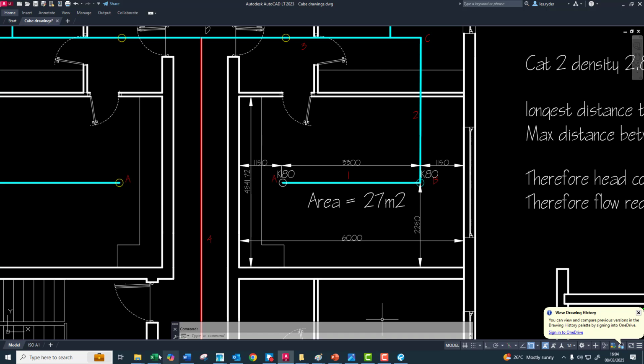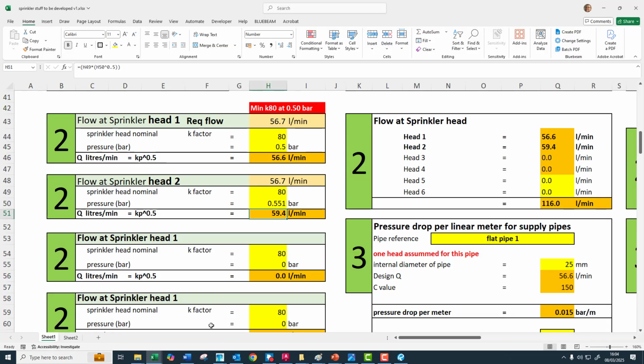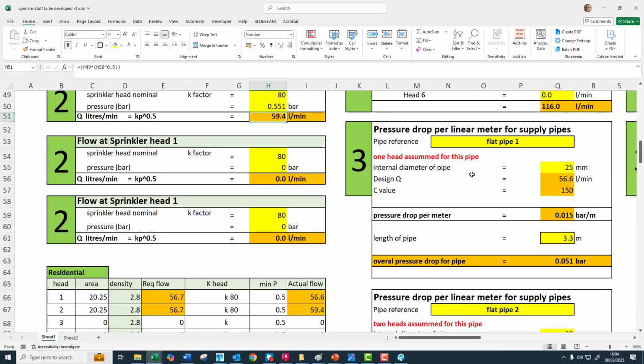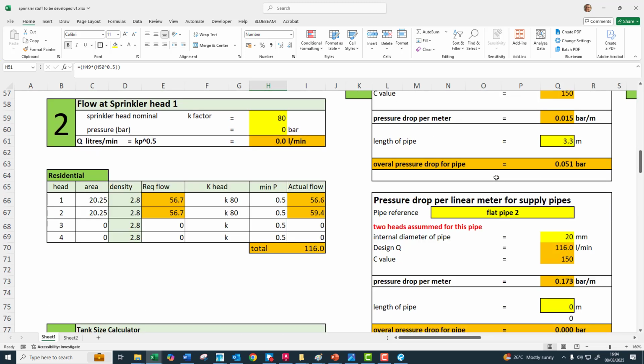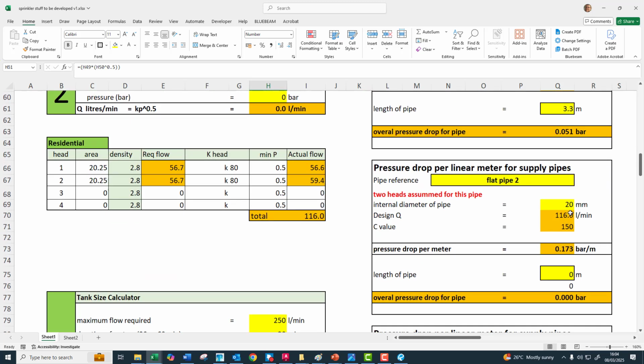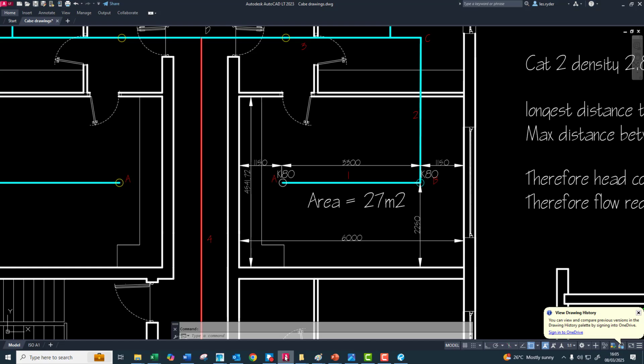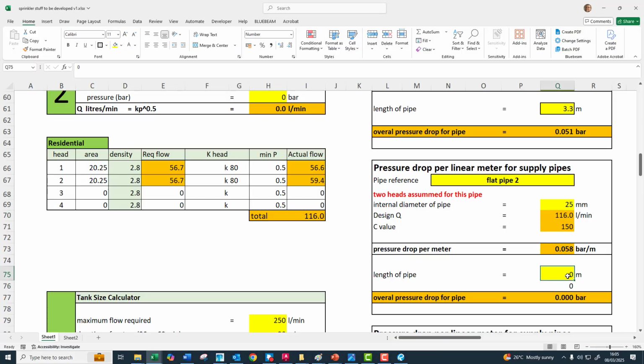Now, what I've already done, so that's pipe 1, pipe 2, we're going to go up to 25mm. That design Q is flow. That's already been upgraded. Let's get that up to 25. Now we're just going to guess these distances, otherwise we'll be here all day. But I reckon that's probably 4 meters. So let's stick 4 in here.